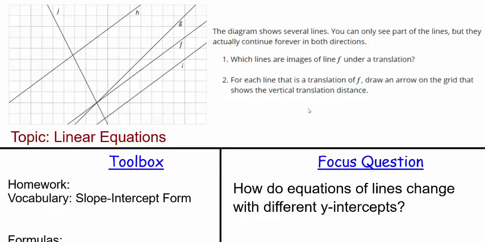This is Unit 3, Lesson 8. Our topic is linear equations, and our focus question: how do equations of lines change with different y-intercepts?